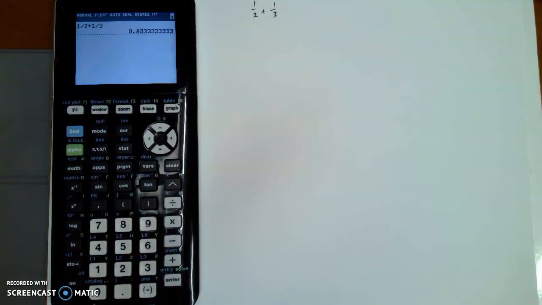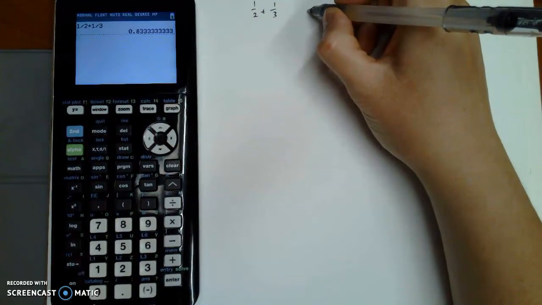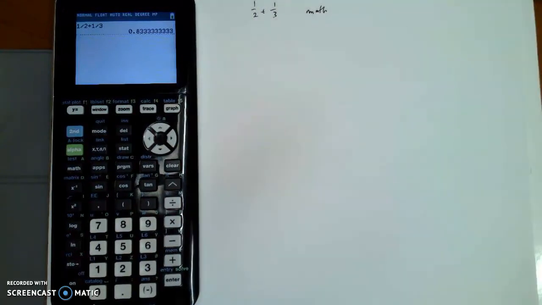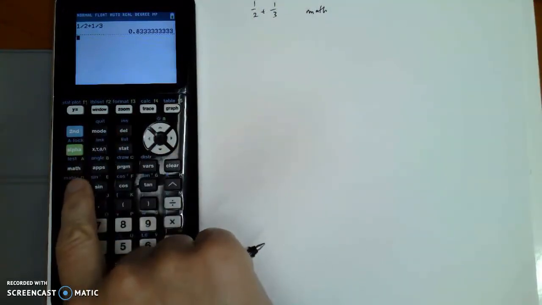Now, my calculator definitely will do this, but you'll notice it gives me a decimal as an answer. Now, sometimes we want a decimal, but most of the time we want to have a fraction. My calculator, however, can switch that. I am going to go to my math menu, my good old math menu. We're going to use that a lot.